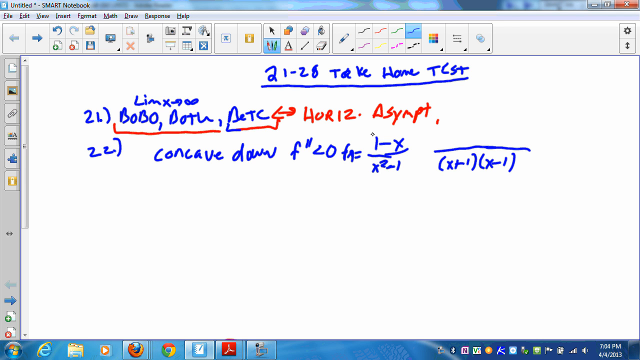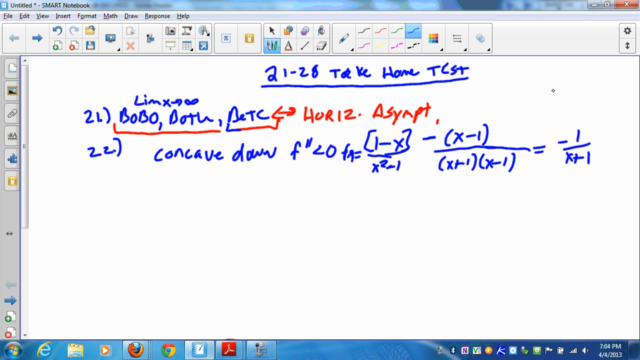It looks like if we were to factor a negative out of this numerator, we would have what? Positive x minus 1. So factor the negative out. So we have a negative 1 over x plus 1. Okay.